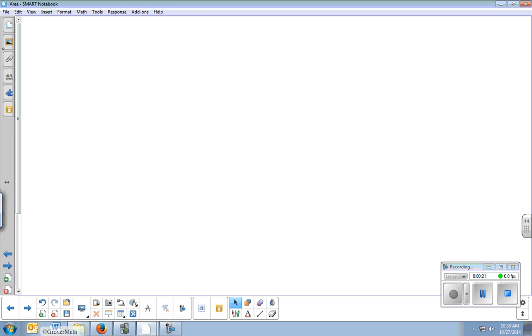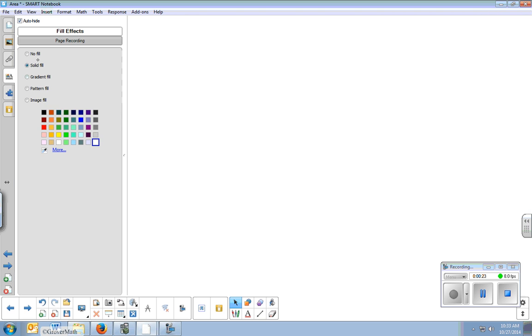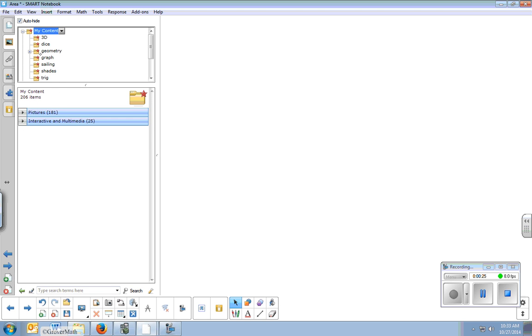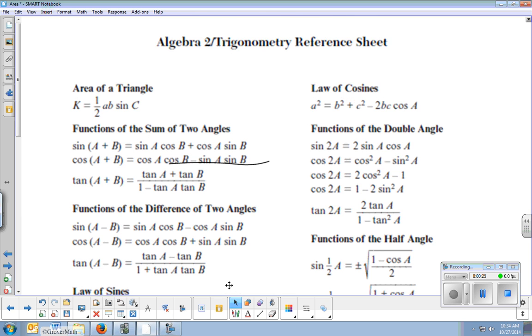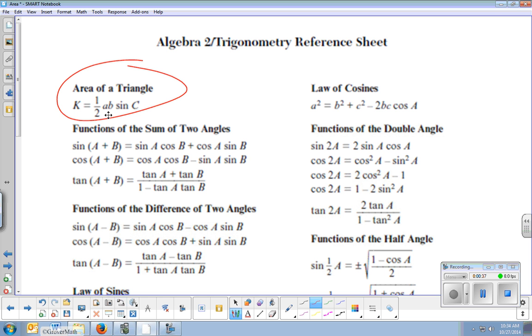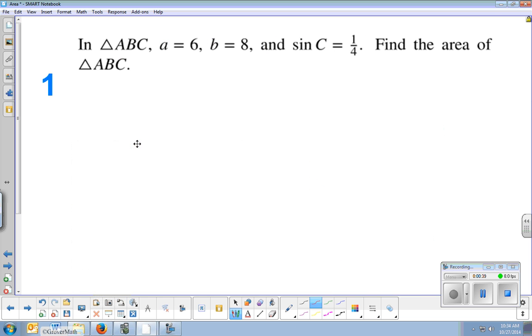So if you have your reference sheet, you could take that out, but I'm going to pull it up on here anyways for you, which is okay if you don't have it. And this top formula on the reference sheet, top left, that's your area of a triangle. It's K equals 1/2 AB sine C. So I'm going to write that down here. K equals 1/2 AB sine C.